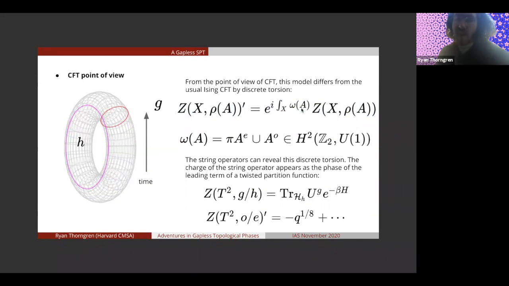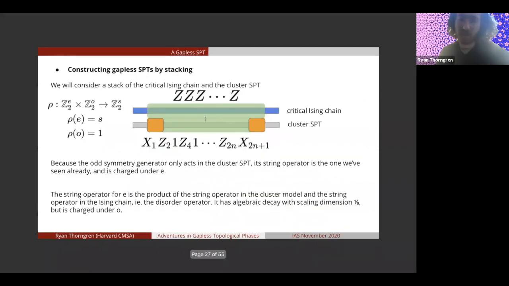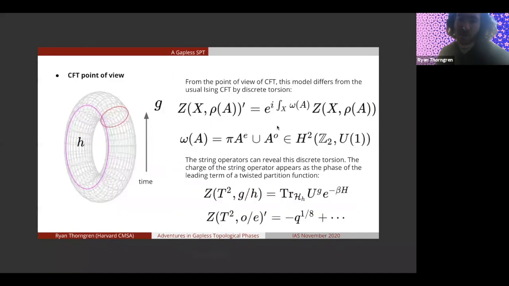We can modify that by any topological term for this background gauge field we like, and get a slightly different partition function. In the case at hand, what we're using here for omega is the topological action from the cluster SPT. If we think about integrating out this gapped part, it's just going to give us this topological term.